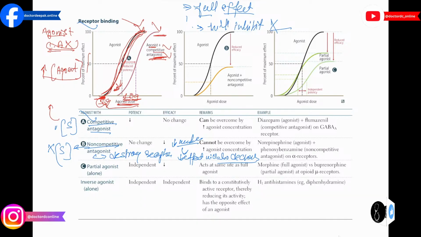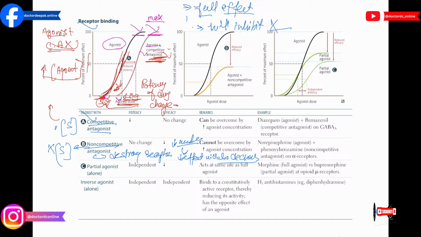If you notice on the graph, before, with only the agonist, we were getting this 50%. After adding the competitive antagonist, we get the same effect. Only the dose is changed, but we are getting the maximum effect. So with the competitive antagonist, the efficacy will not change, but the potency will decrease. And as you already know, it can be overcome by increasing the agonist concentration. Competitive inhibitors can be knocked out by increasing the concentration of substrate.